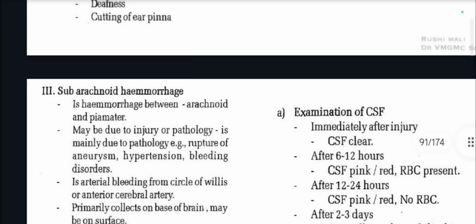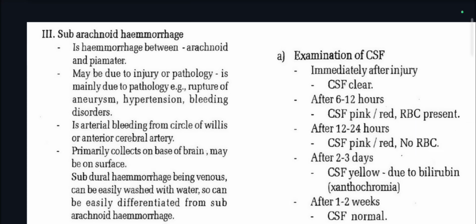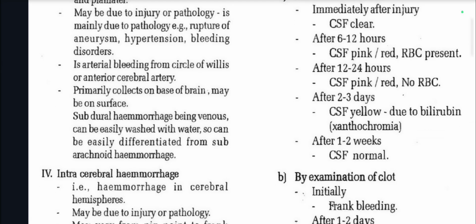Moving to third hemorrhage, we have subarachnoid. It is the hemorrhage between the arachnoid and the pia mater. It may be due to injury or pathology. It is mainly due to pathology, that is rupture of aneurysms, hypertension, bleeding disorders. It is arterial bleeding and it is from circle of Willis or anterior cerebral artery.